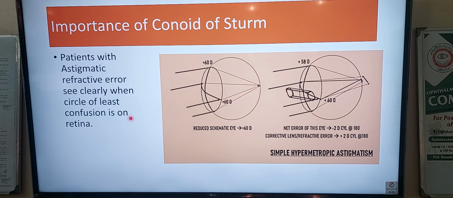What is the importance of the conoid of Sturm? Patients with astigmatic refractive error see clearly when the circle of least confusion of the conoid of Sturm is on the retina. Here is the reduced schematic eye model. It has plus 60 diopter power in all of its meridians. What if the patient has plus 58 diopter power in its vertical meridian? Now the patient will need a plus 2 diopter cylinder at axis 180 degrees so that its power can act at 90 degrees. Now the circle of least confusion is on the retina, and the patient can see clearly.